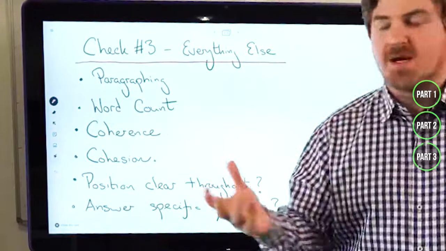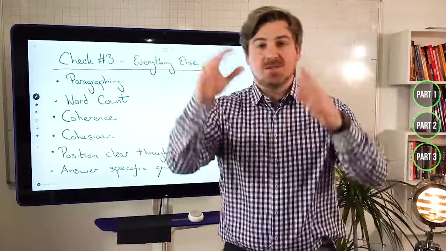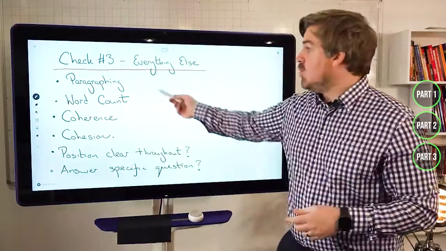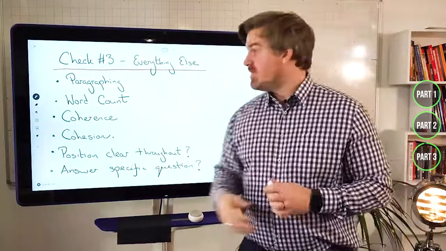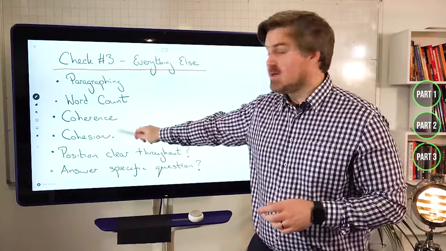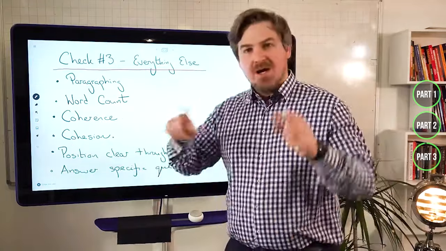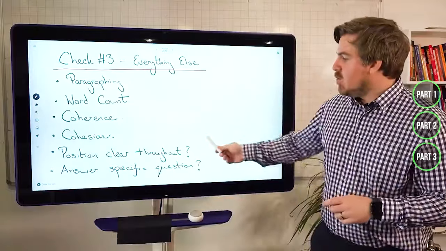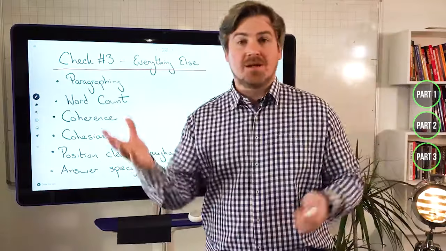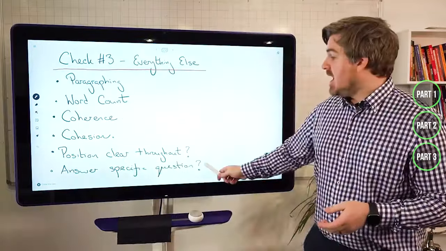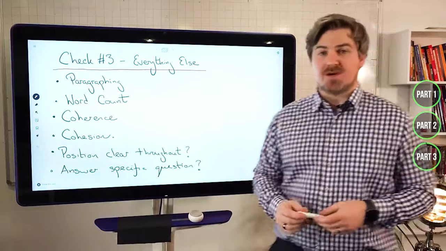And the third check, think about everything else. So think about paragraphing. Is your paragraphing clear? Word count. Have you written over 250 words? Coherence and cohesion. Is your essay as easy to understand as possible and well linked up together? Was your position, your opinion clear throughout the entire essay? And did you answer the specific question?